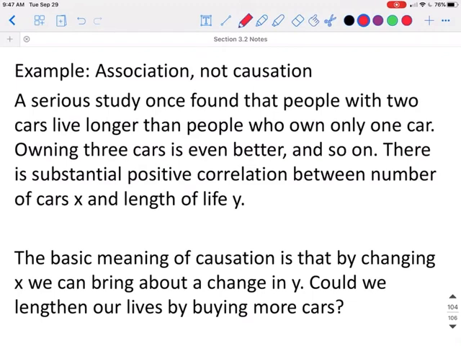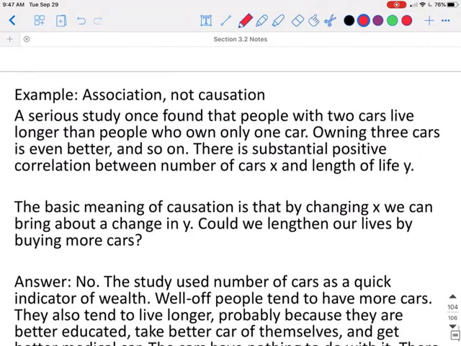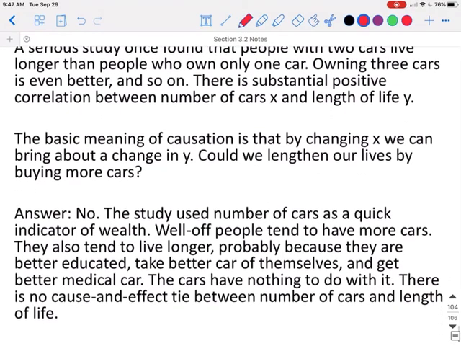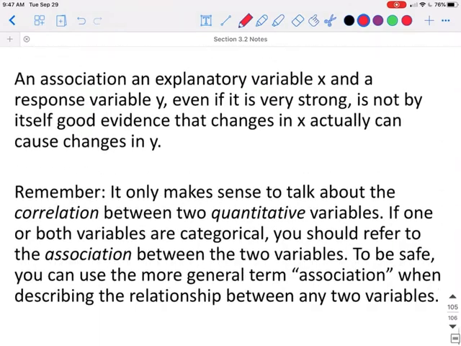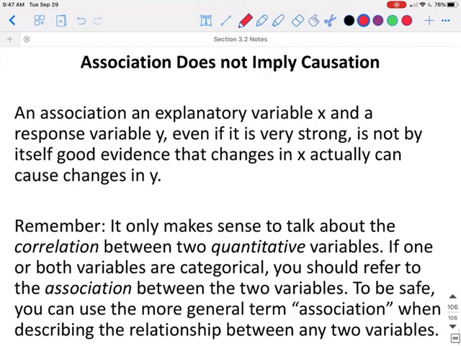So the simple answer to this is no. You can't cause your life to be longer by buying more cars. What the number of cars is actually indicating in this is the wealth of the person. So a wealthier person is going to tend to live longer because usually they're better educated, they take better care of themselves, and they get better medical care. The number of cars has nothing to do with it. So there is no cause and effect between the number of cars and the length of life. So we cannot say any cause and effect.